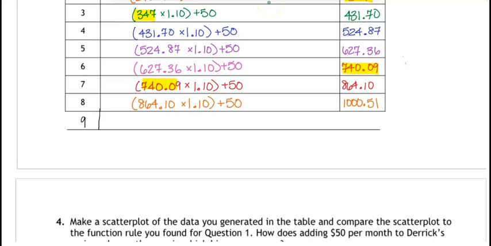And I would go ahead and continue on with what I have here. So just like we started, I'd have 1,000.51 times 1.10, and then I'd add $50. Well, what does that get me? It's going to get me $1,150.56. Okay, that's still not 2,000. So I'm going to keep going on my table until I get to 2,000. I'm going to go ahead and pause the video to do that because I don't think you want to sit here and watch me make those calculations.